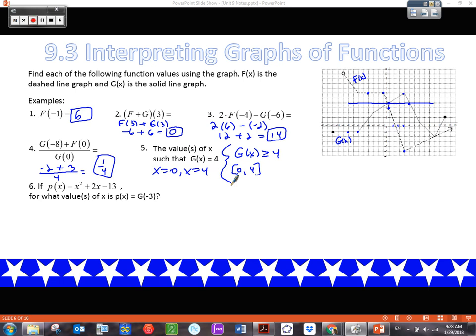Okay? All right, number 6 gives us p of x. p of x is x squared plus 2x minus 13, so it's a quadratic. And it says for what values of x is p of x equal to g of negative 3? Well, we need to find out what g of negative 3 is, and then we'll go from there. So g of negative 3 is right there. What is that, a 2? So basically it's asking us for what values of x is p of x equal to 2. Well, why don't we go ahead and set p of x equal to 2 and then calculate that? So replacing p of x with 2.